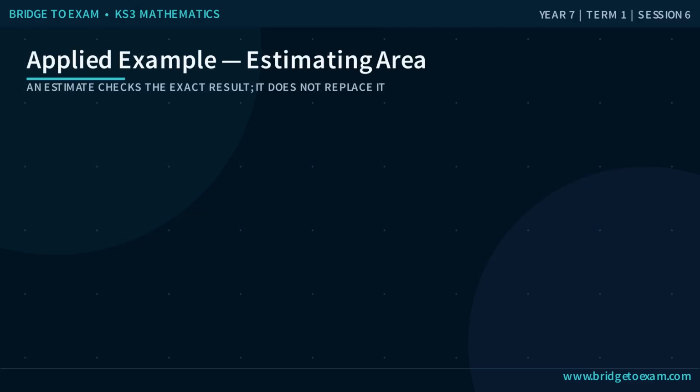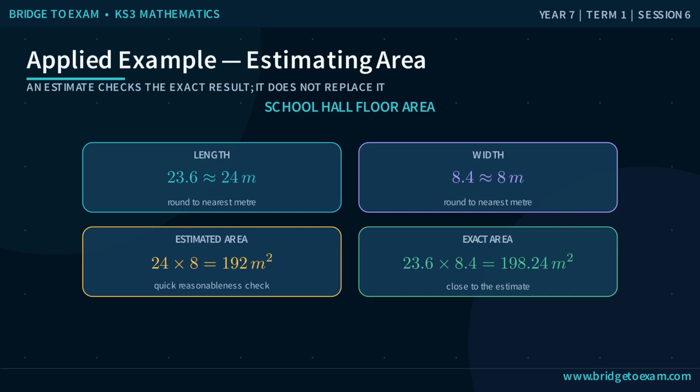Now consider a school hall measuring 23.6 meters by 8.4 meters. For an estimate, round the length to 24 meters and the width to 8 meters. 24 times 8 gives 192 square meters. The exact area is 198.24 square meters. The two answers are close, confirming the exact result is reasonable. Remember, an estimate checks an exact answer. It does not replace it when precision is required.